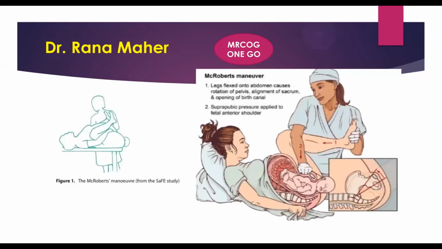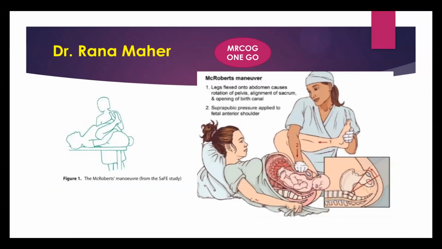Here, this is the McRoberts maneuver. We will take the thigh of the mother against the abdomen. So it's flexion and abduction. And here with the McRoberts, the thigh is against the abdomen, and there is suprapubic pressure. And the assistant, as you see, is on the other side of the fetal head, or the fetal face. So with the face like that, the assistant will be on the other side, so the pressure will be on the shoulders immediately. Okay?